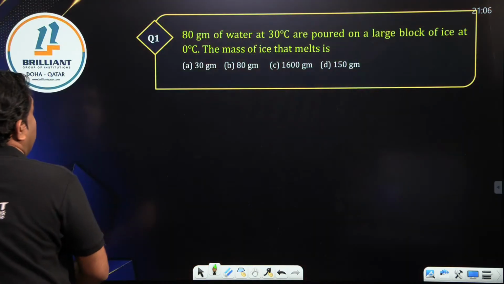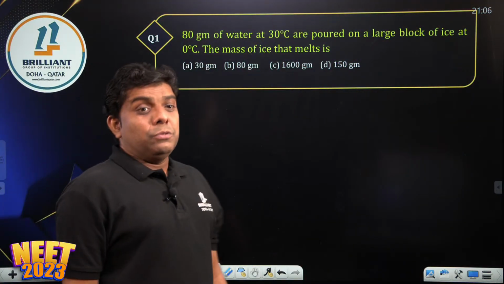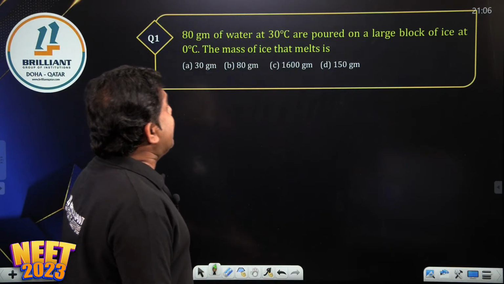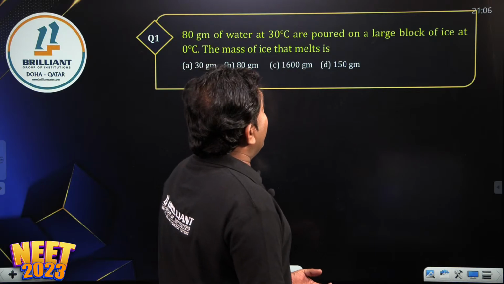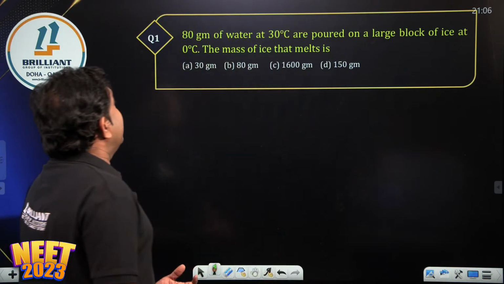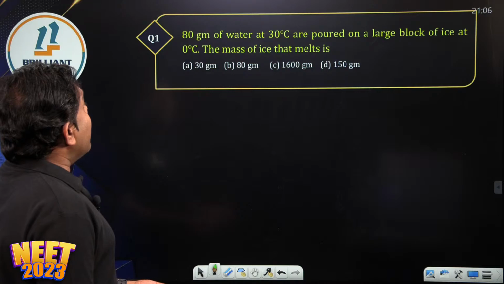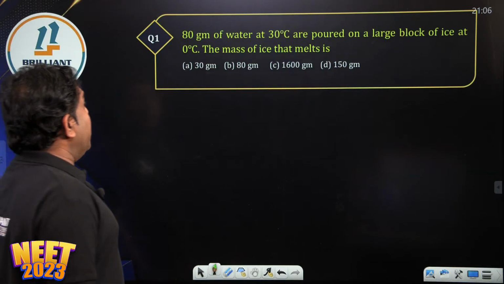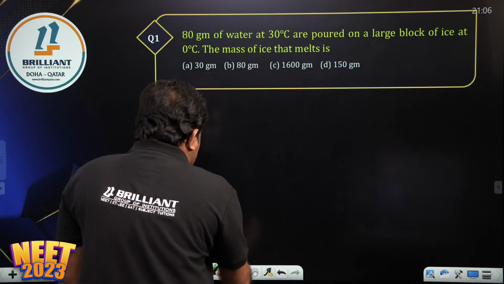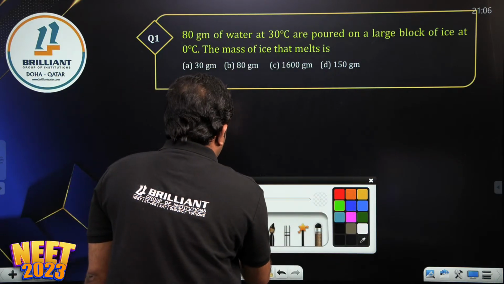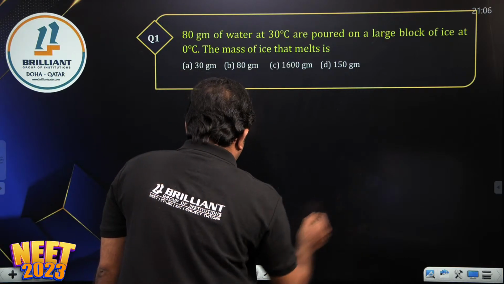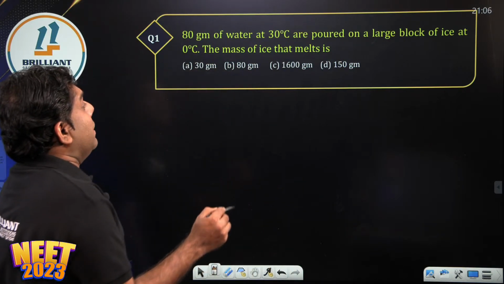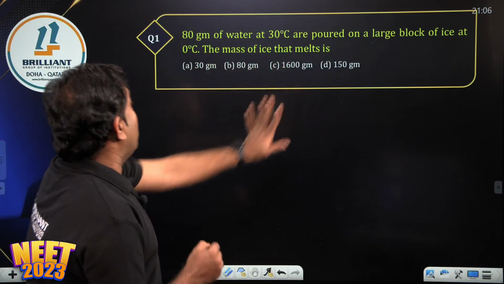So the first one, please see. Question 1. 80 gram of water at 30 degrees Celsius is poured on a large block of ice at 0 degrees Celsius. The mass of ice that melts is the question. Here, 80 gram of water at 30 degrees Celsius is poured on a large block of ice.